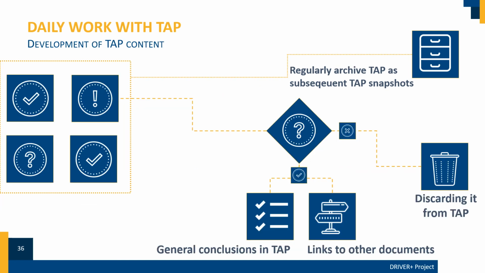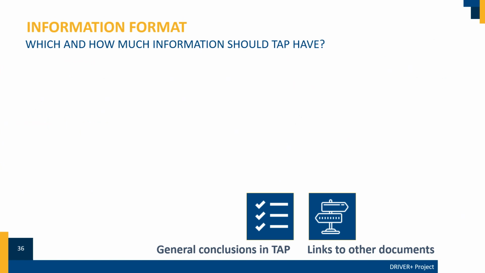But the document should stay clear and concise, and for this, all discarded options should be erased. During the Driver Plus project, we crossed out options that were not relevant anymore. And once every month, we archived that version and only then really deleted the crossed out text. That way, we kept an archive of decisions made, but also kept the up-to-date TAP concise and clean.